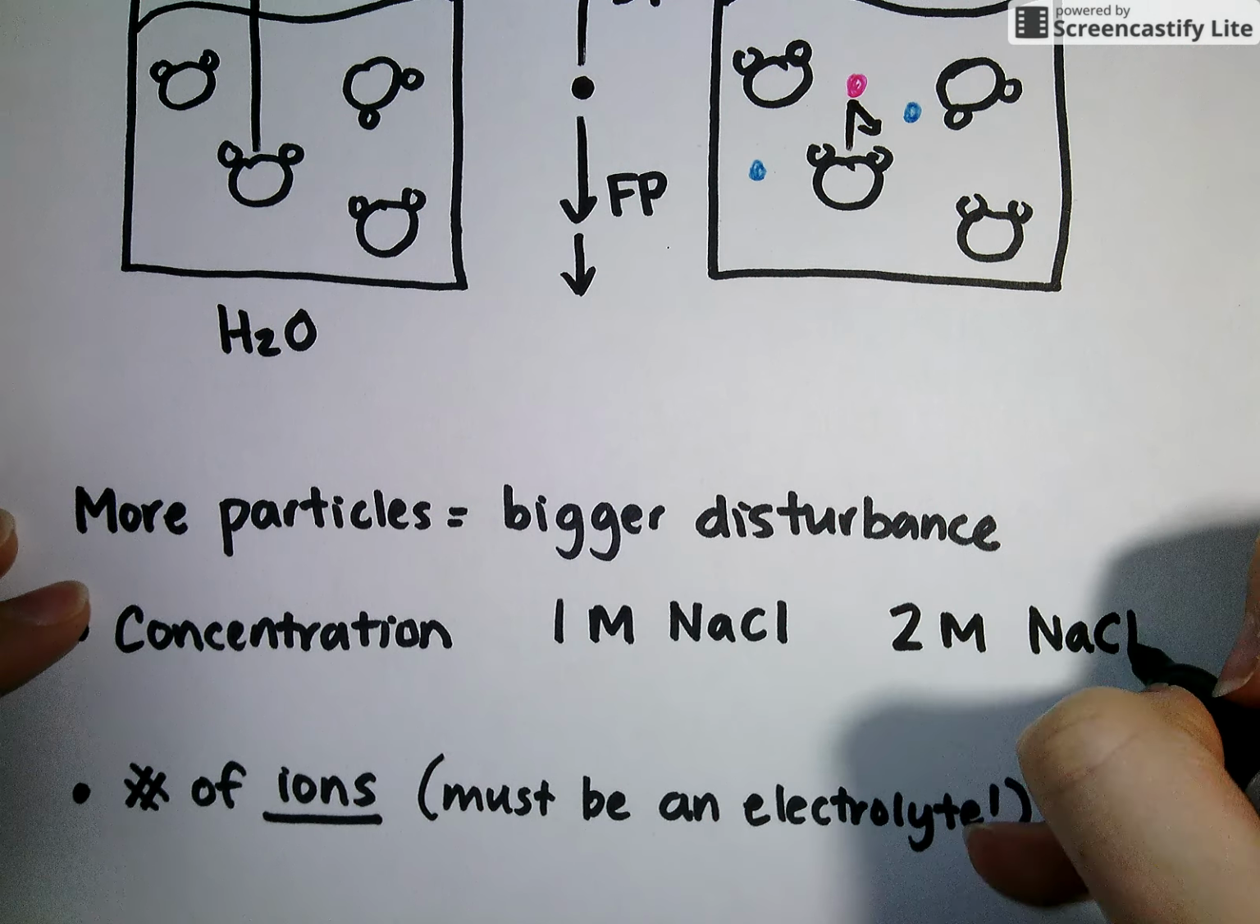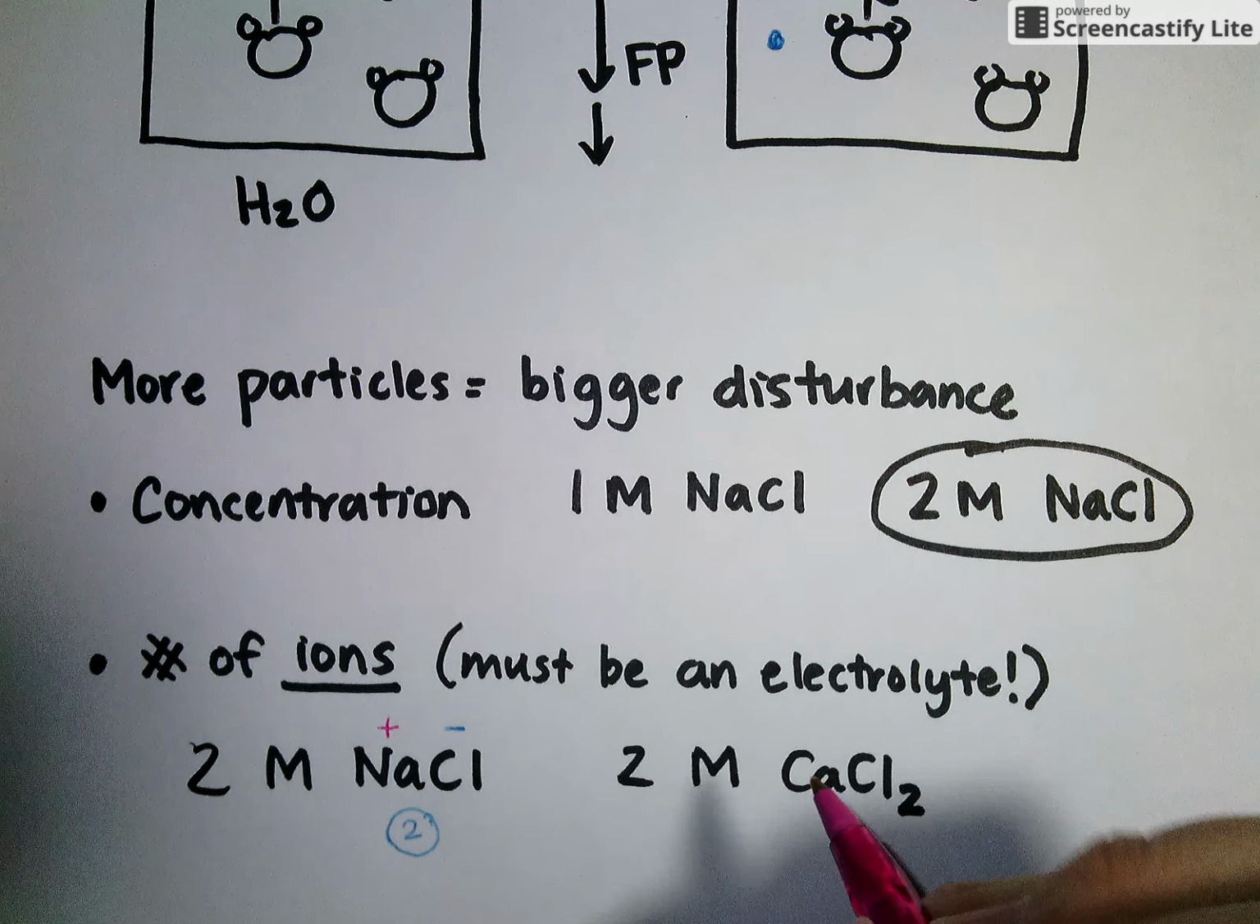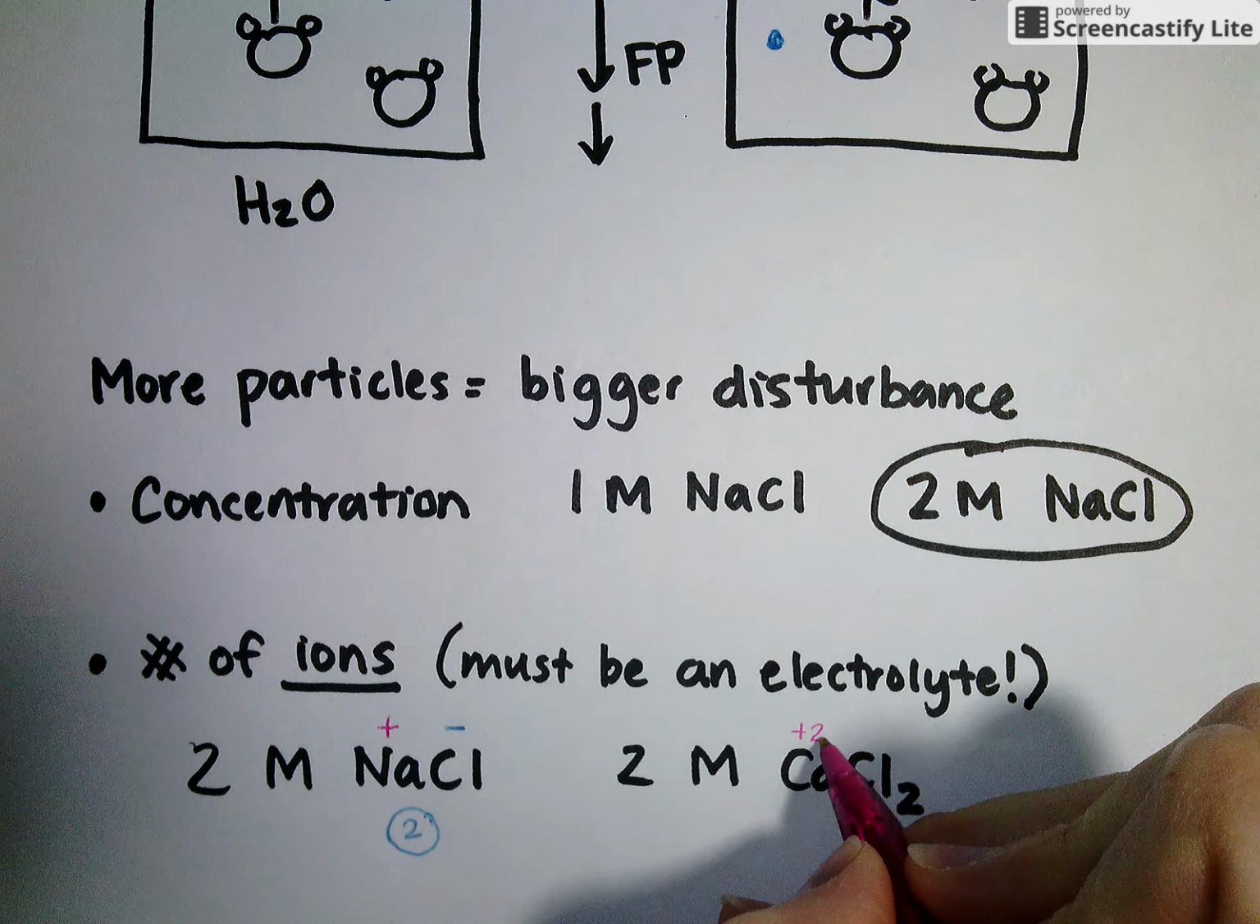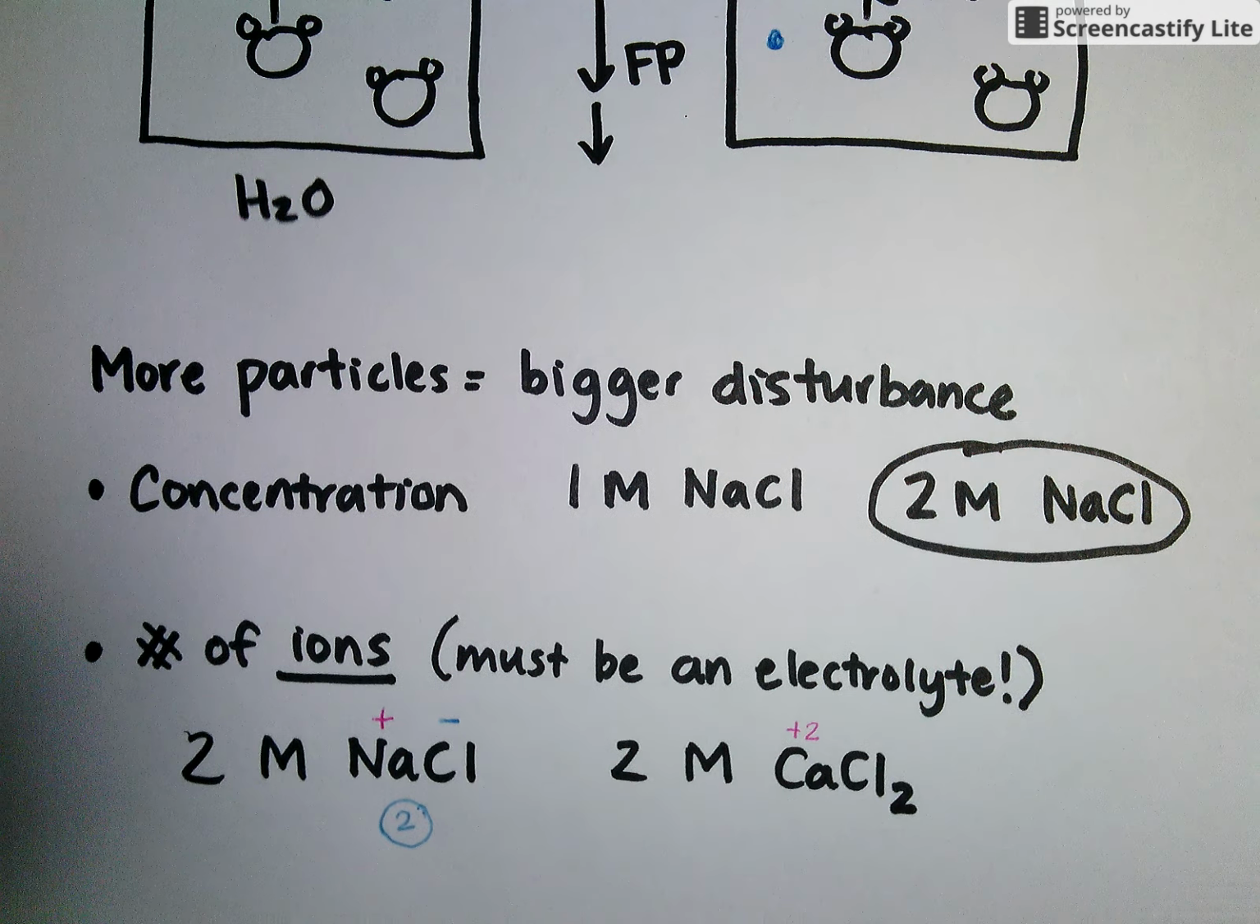If I look at CaCl2, I now see that my metal is still going to take on the positive charge, and I've got 2 chlorines that are going to be able to each create a -1 charge. That's a total of 1, 2, 3 particles. More ions, more particles, a bigger disturbance. This is going to boil at the higher temperature and freeze at the lower temperature.